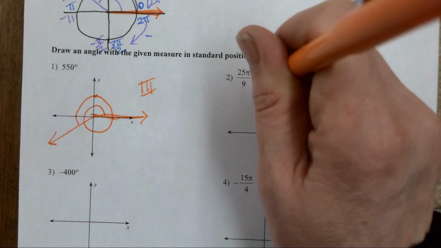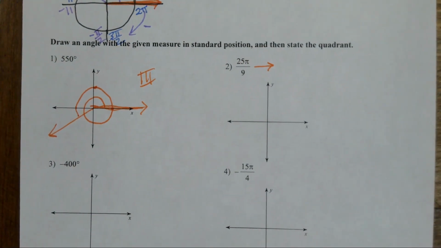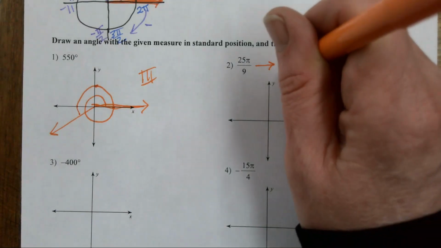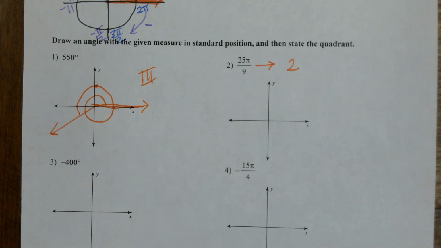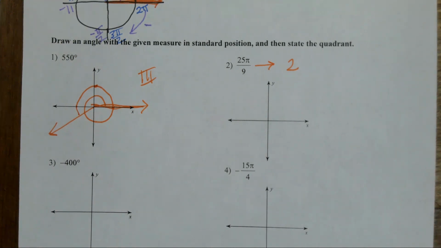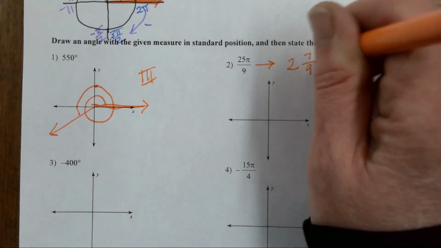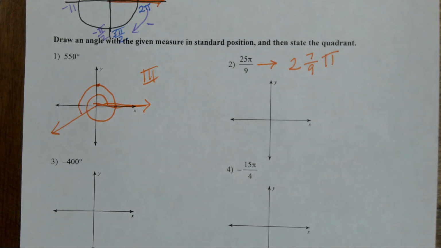I'm going to take this first guy and I'm going to write it as an improper fraction. So 9 goes into 25 2 whole times, right? Because that would be 18. And then I do 25 minus 18 leaves me with 7/9 pi more. So all this tells me is I am going to go one lap around because that's 2 pi, and then almost pi more, because 7/9 is almost a whole pi. It's more than a half a pi because 7 is more than half of 9.